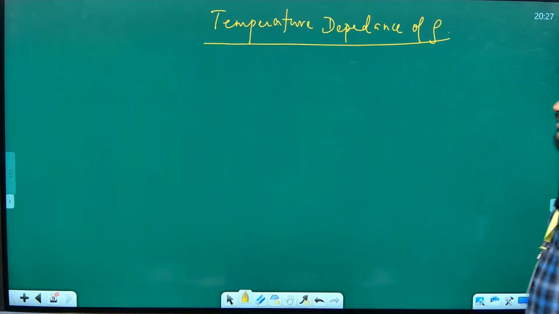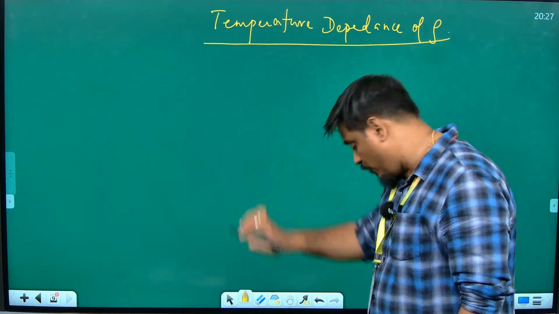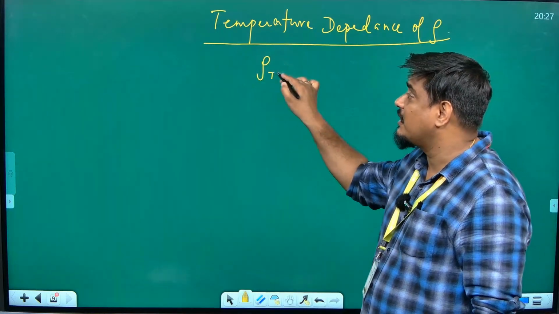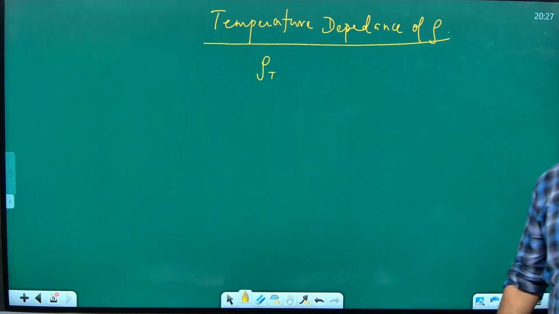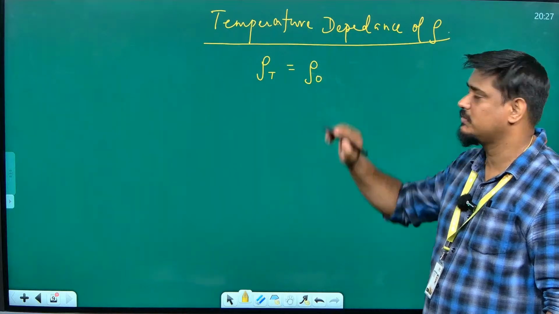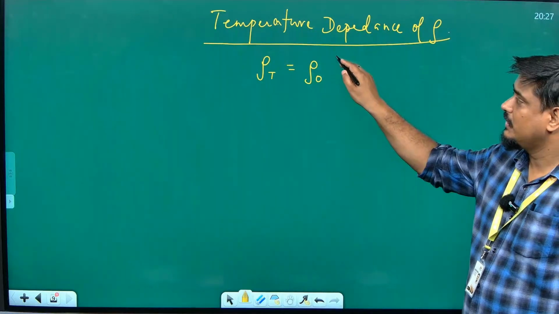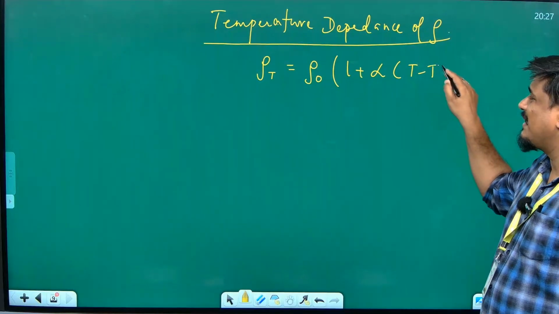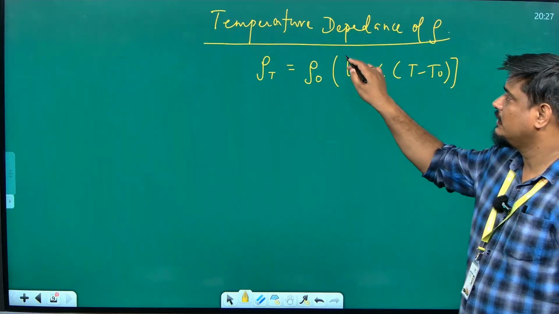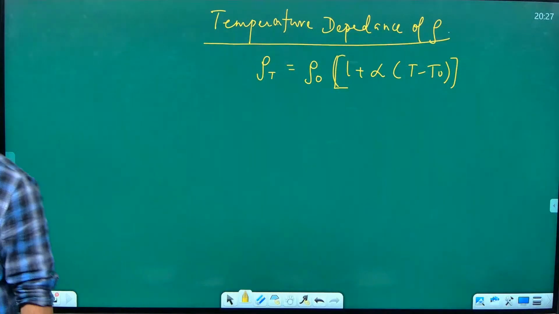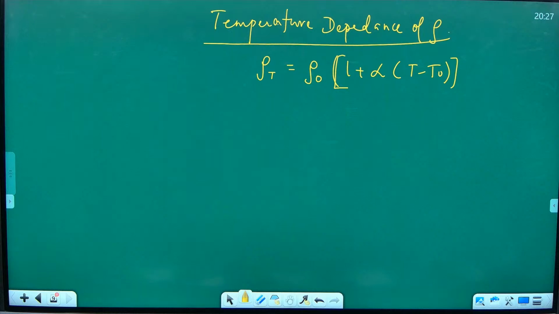So there is a formula which relates them. Derivation is not in the syllabus; it has not been in the content for a long time. The formula says that resistivity at temperature T is equal to rho naught into 1 plus alpha into T minus T naught. This is the formula that relates resistivity with temperature.